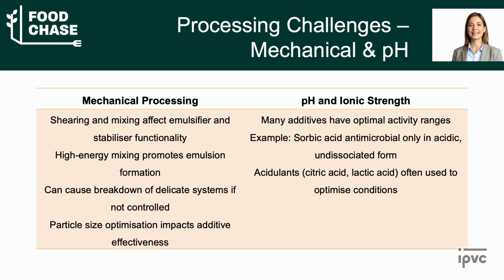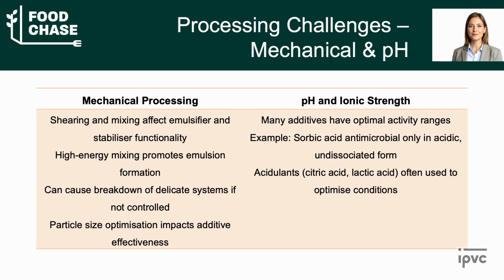Mechanical processing is equally important. When you homogenize or mix at high speed, you're applying tremendous shearing forces. This can actually help emulsifiers do their job, breaking oil into smaller droplets, but excessive shearing can cause previously stable emulsions to break down. Particle size matters tremendously. When you mill antioxidants finely, they disperse more evenly throughout the product, providing better protection. It's not just about adding the ingredient, it's about engineering its physical form for optimal performance.